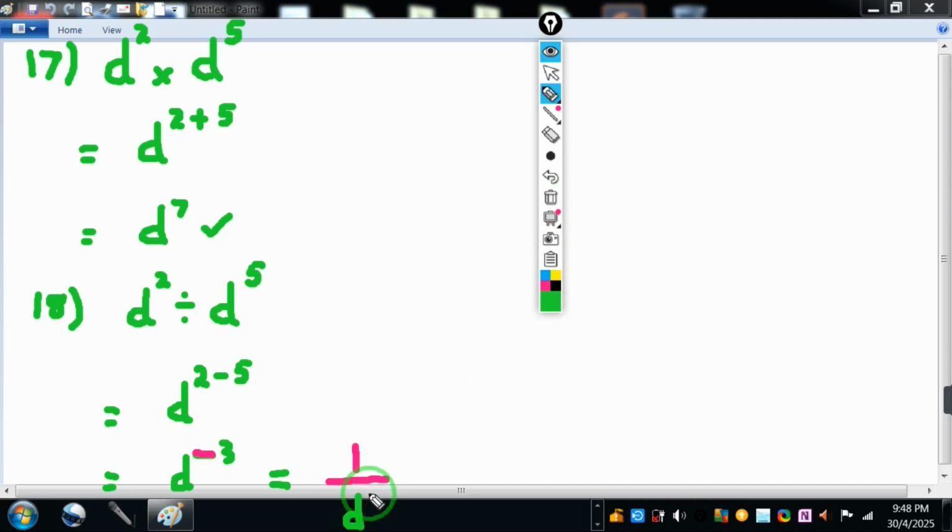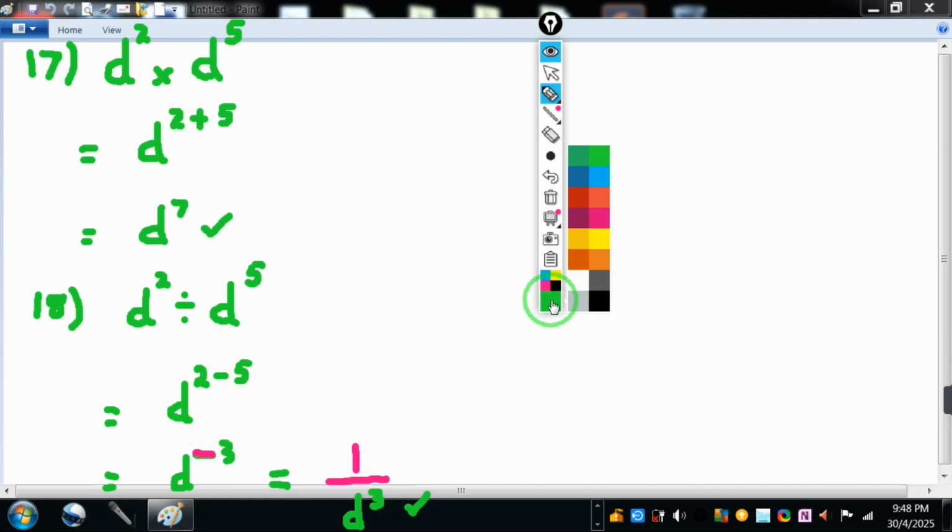D to the power of 3. 100% correct. It's good that I introduced this and it led on to another law there. Good. Very nice. Next one.